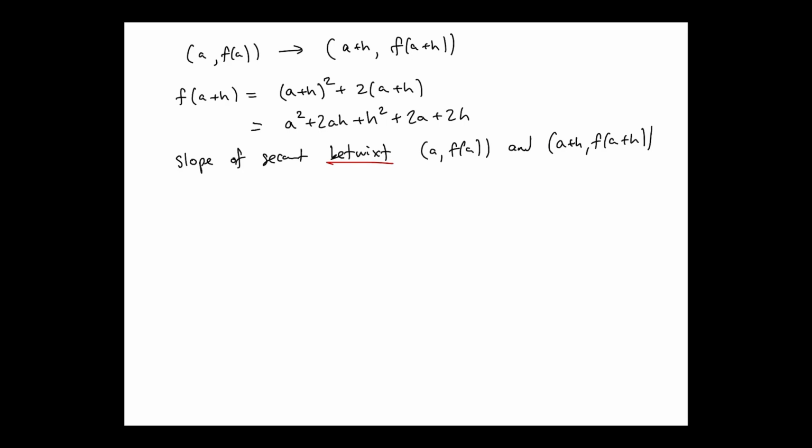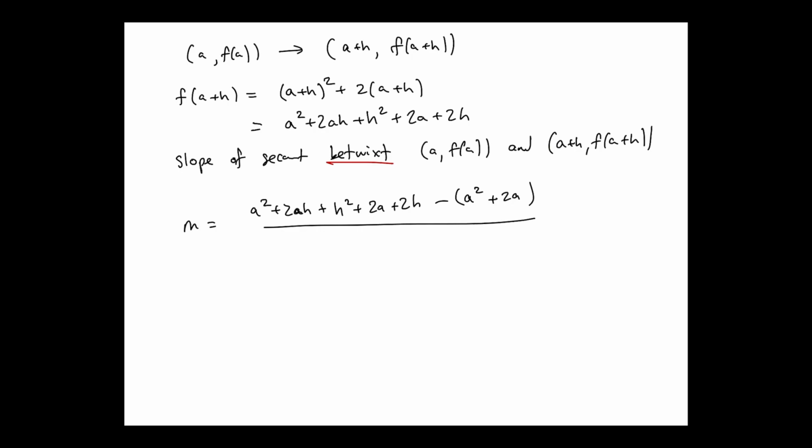But yeah. All right. So what's the slope of the secant line between them? Well, what do we got to do? We got to do a rise over run computation, right? Okay. So what's the rise? The rise will be f of a plus h, which is all this mess that we just computed, minus f of a. Well, what's f of a? A squared plus 2a.